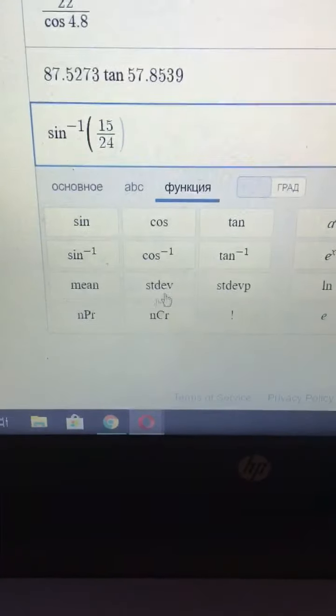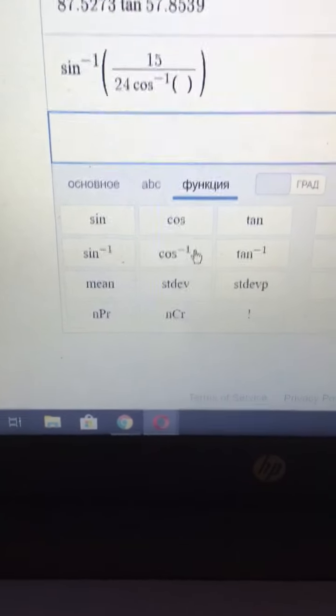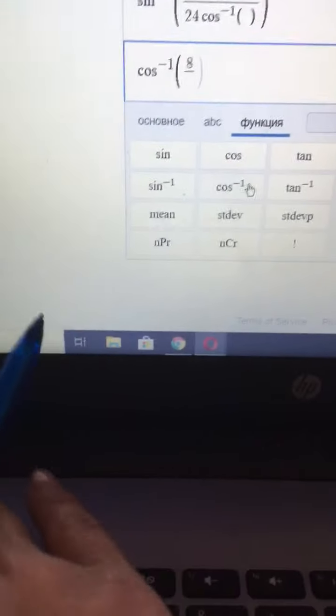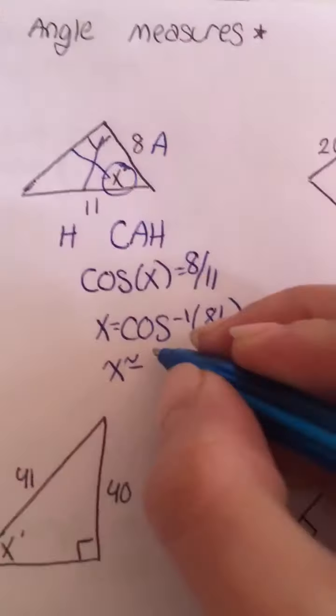Let's go back here. So cosine inverse. Oh no, don't put it in the same line. Sorry. Hit that enter button. Cosine inverse of 8 over 11 is 43.34 degrees.